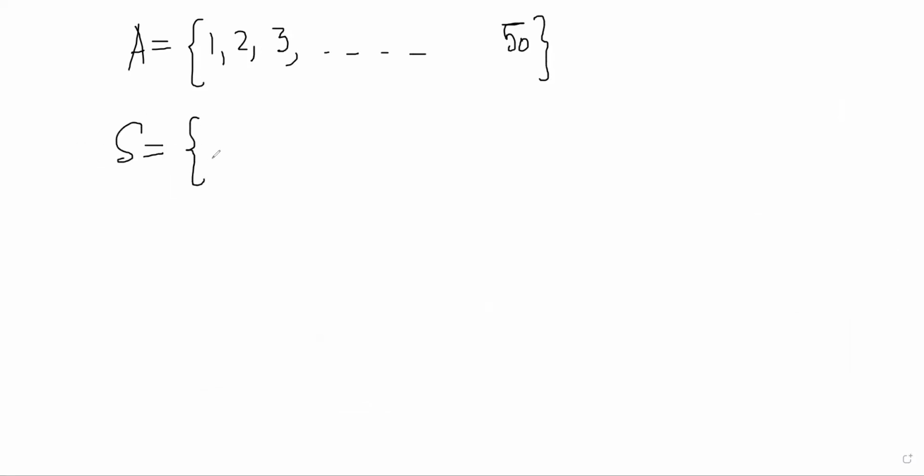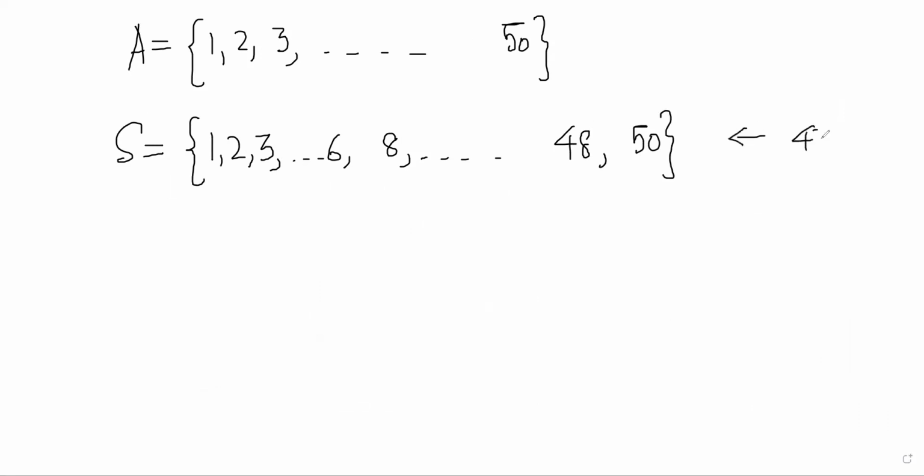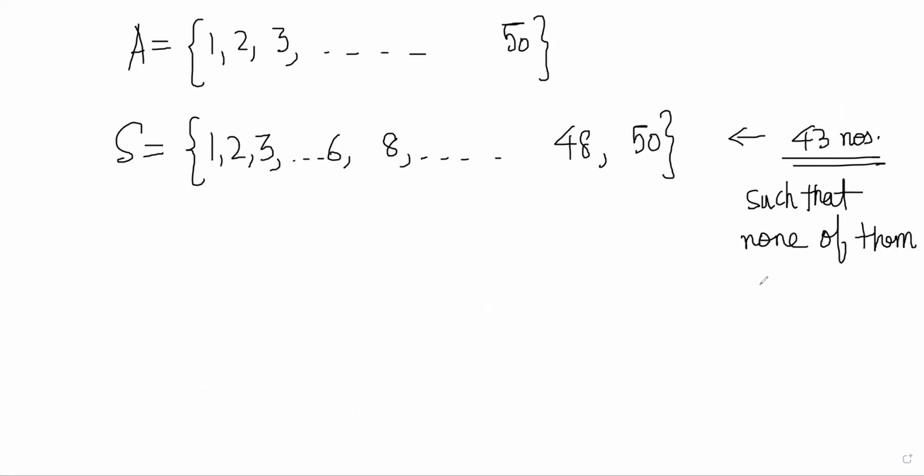So the overall set, let's call it A, was 1, 2, 3 till 50. And now we are constructing a new set S, which has 1, 2, 3, 6, skip 7, 8, and so on, 48, skip 49, and then 50. So these are 43 numbers such that none of them is divisible by 7.